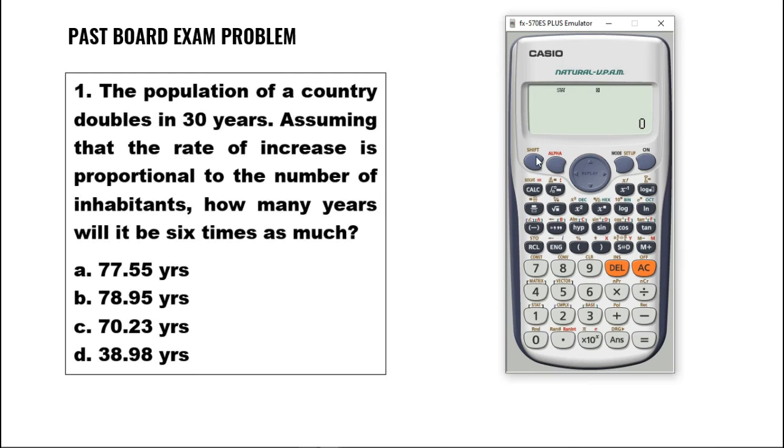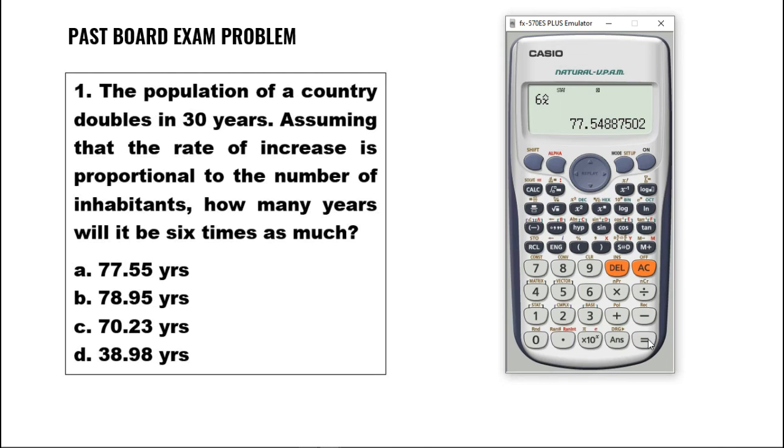So we have shift stat, then regression again. Then we're looking for how many years it will be 6 times as much. Therefore, years is what we're looking for, so time is x. This is 4. Now we input 6 times as much, so 6. Then we have 77.55 years. So in 77.55 years, the population will be 6 times your initial population.